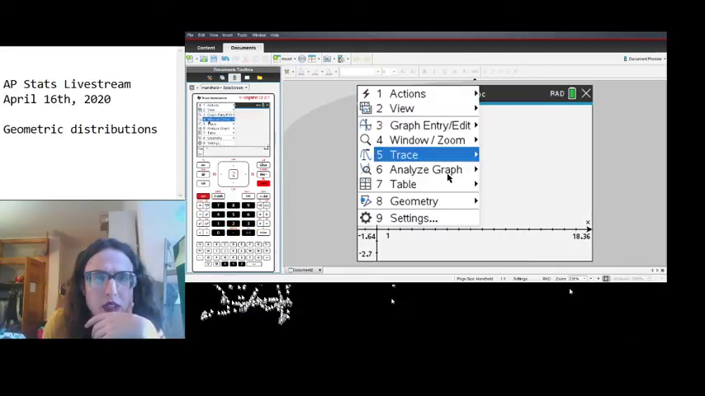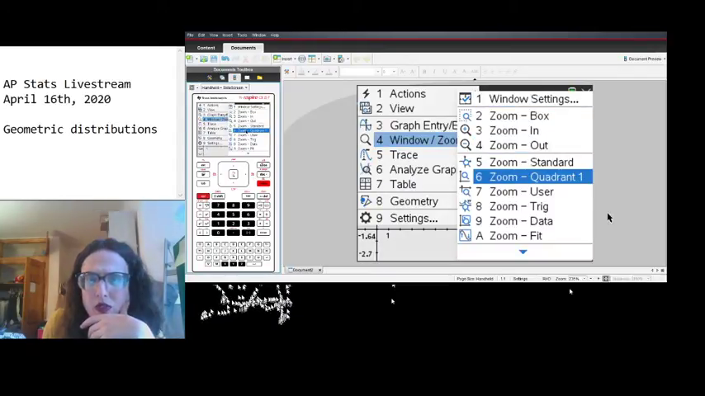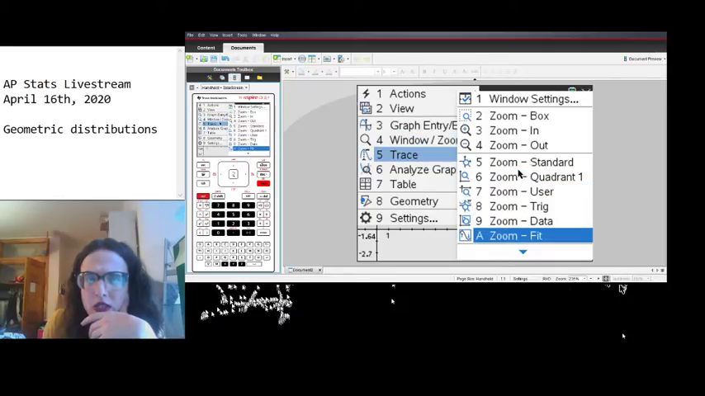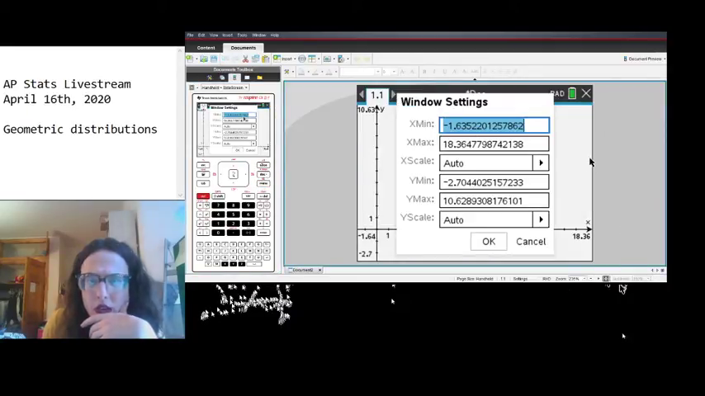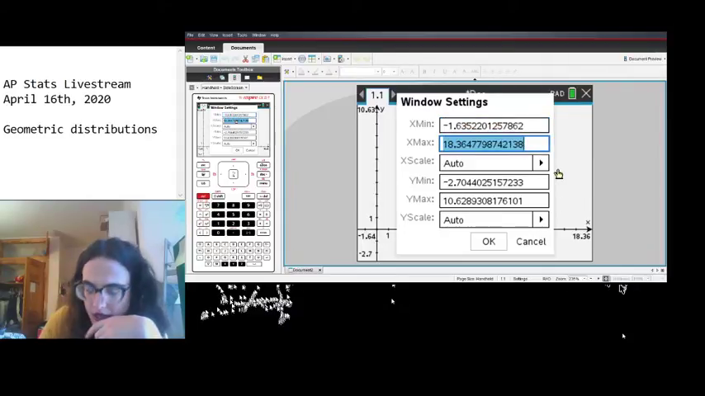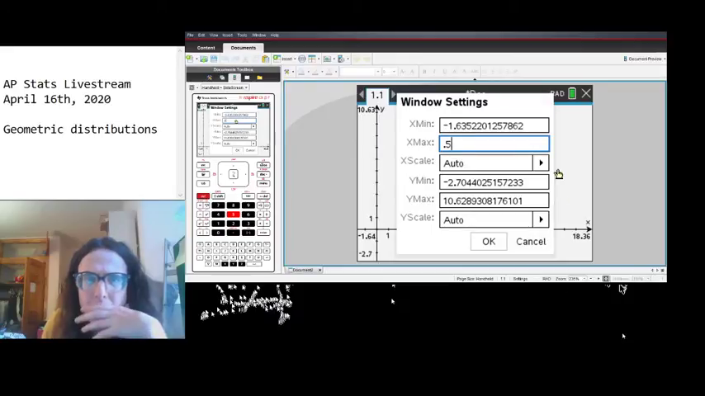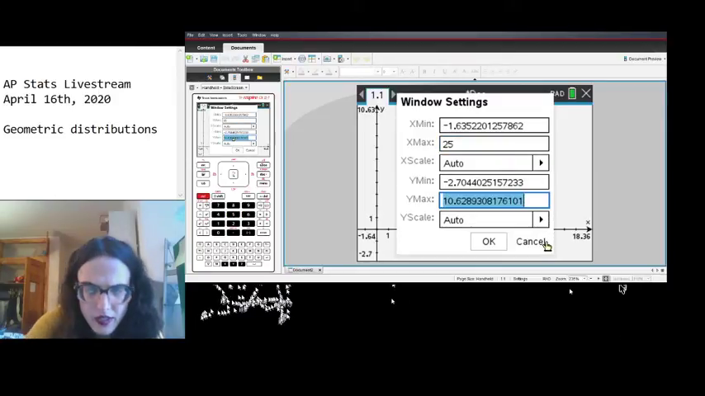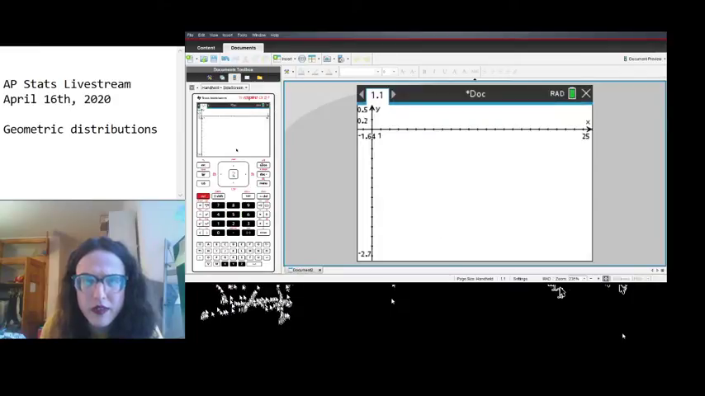Okay, and so now let's zoom. Actually, here, let's do the window. Our x minimum is fine. All right, let's look at the maximum. X max, let's say, should be about 0.5. Oops, no, that should be 25, and then Y max should be 0.5.